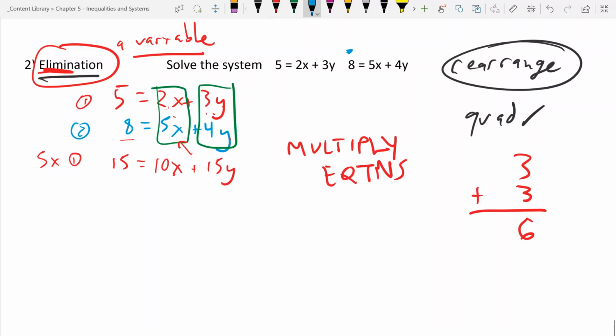Now I'm going to do the same thing with the second equation, except I only have to multiply it by 2 to make it 10x. 8 times 2 is going to be 16. 4 times 2 is going to be 8y. So now I have my equations set up.